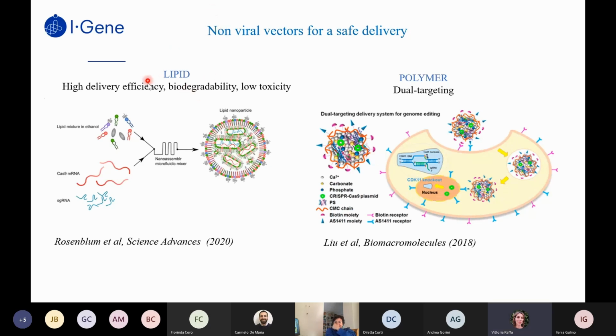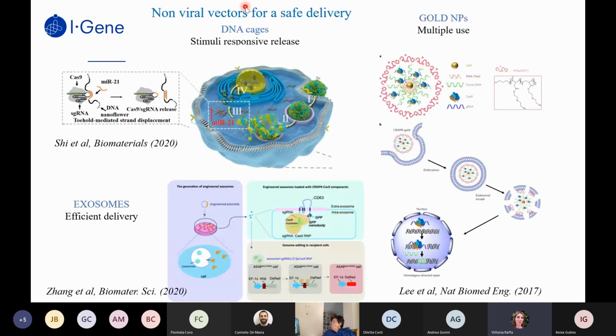So what I showed you before was the example of lipid nanoparticles, but there are many scientists that are also working with different particles, for example, polymer nanoparticles or DNA cages, which means particles made by DNA. There are other scientists proposing exosomes. Exosomes are vesicles produced by cells to communicate with other cells. So what these scientists proposed is to use this as a system to deliver the CRISPR-Cas9 system.